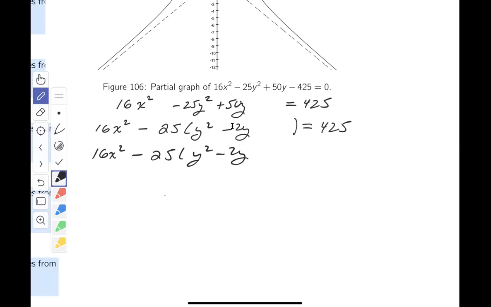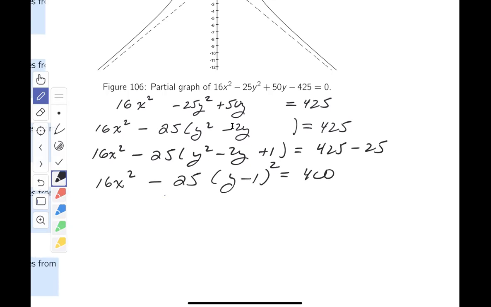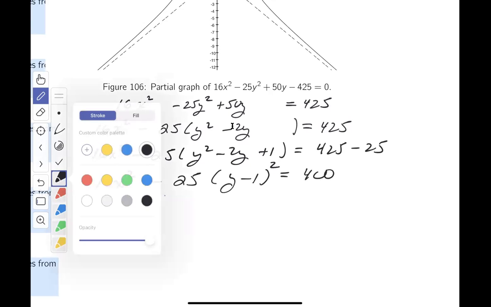If you're completing a square, you're taking half of the minus 2, which is minus 1. You square it, you get plus 1. I am not adding 1 to both sides. I'm actually subtracting 25 from both sides to make that equal. What do you get over here? 16x squared minus 25 times y minus 1 squared equals 400. Now what I'm going to do is divide both sides by 400.